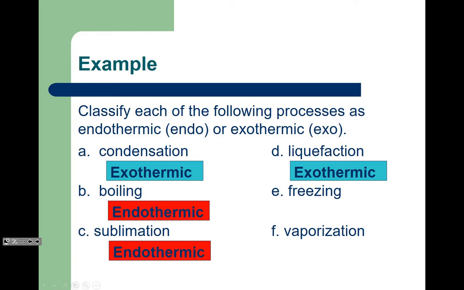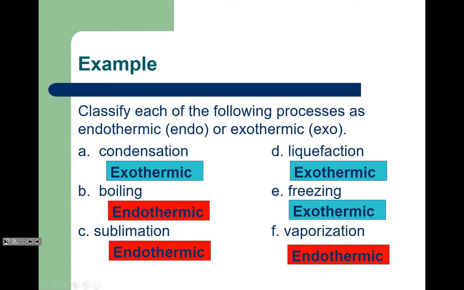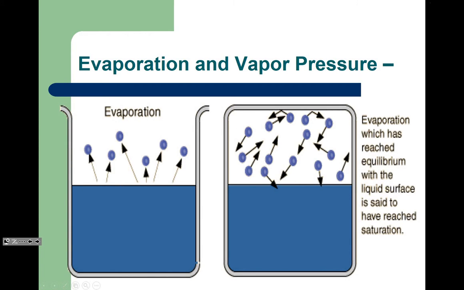Okay, right, it's coming down from a gas to a liquid. What about freezing? Exo, because you're going from a liquid to a solid. What about vaporization? Endothermic. Okay, so you should be able to look at these and be able to say really quickly which they are, which way the heat flows.